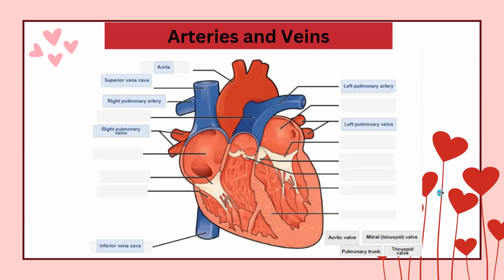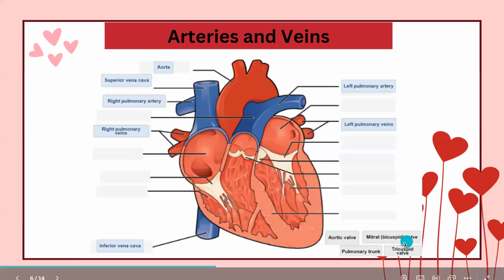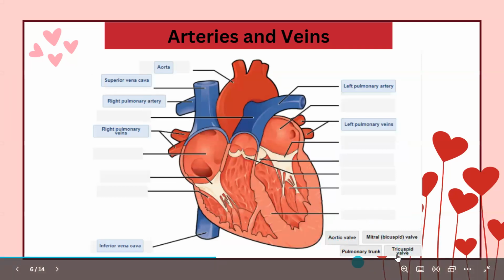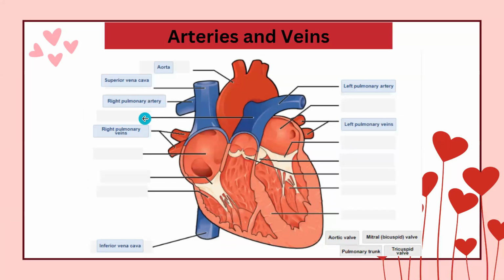Okay, our arteries and veins. You should always think arteries away. Arteries are going to carry blood away from the heart, and veins are going to carry blood back to the heart. You'll see we put our valve labels back down here.